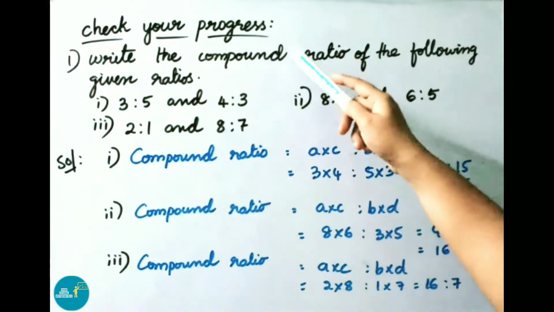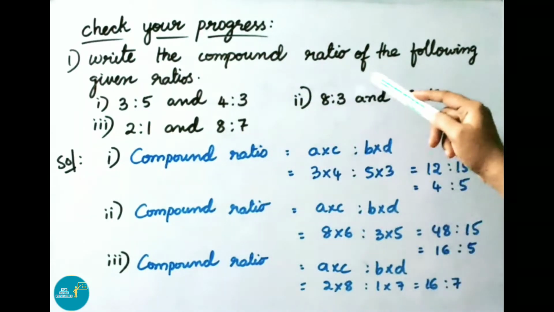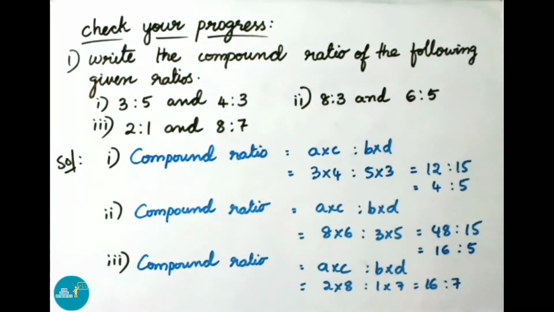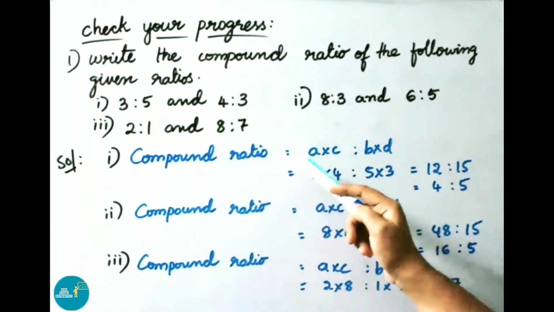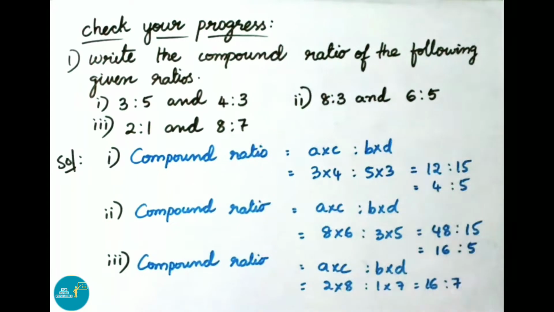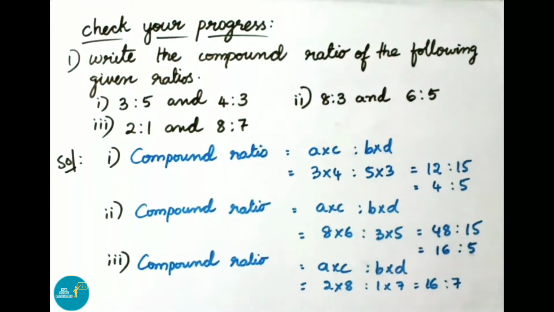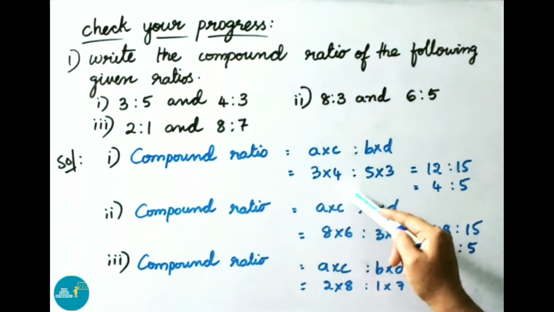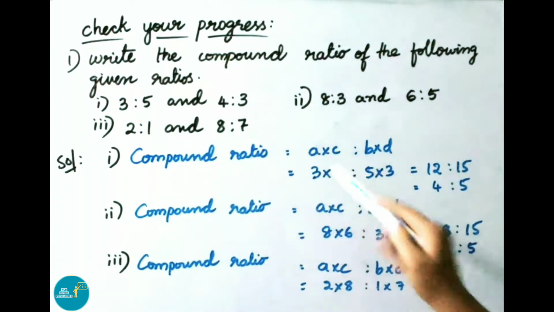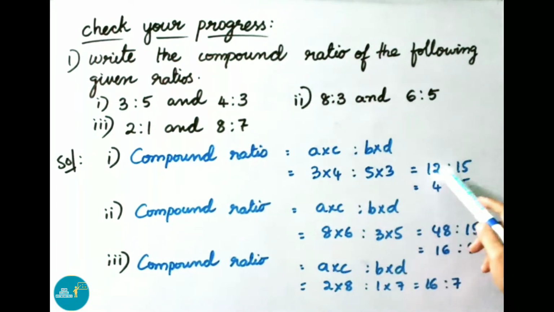Now, check your progress. First one, write the compound ratio of the following given ratios. First one, 3 is to 5 and 4 is to 3. The compound ratio equals A into C is to B into D, that is, product of antecedents to product of consequents. A into C is 3 into 4 is to B into D is 5 into 3. That equals 3 4s are 12 is to 5 3s are 15. Dividing both terms by 3, 3 4s are 12, 3 5s are 15. So the compound ratio of the first one is 4 is to 5.